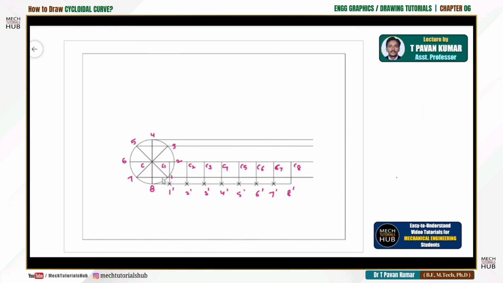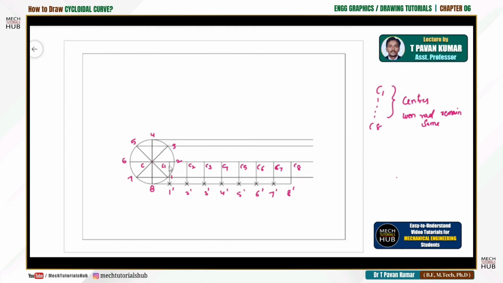Now from C1 till C8, all these act as centers, while the radius remains the same in all the cases. Radius remains the same, meaning whatever radius is given to you in the question will remain the same, but the center will keep on changing.